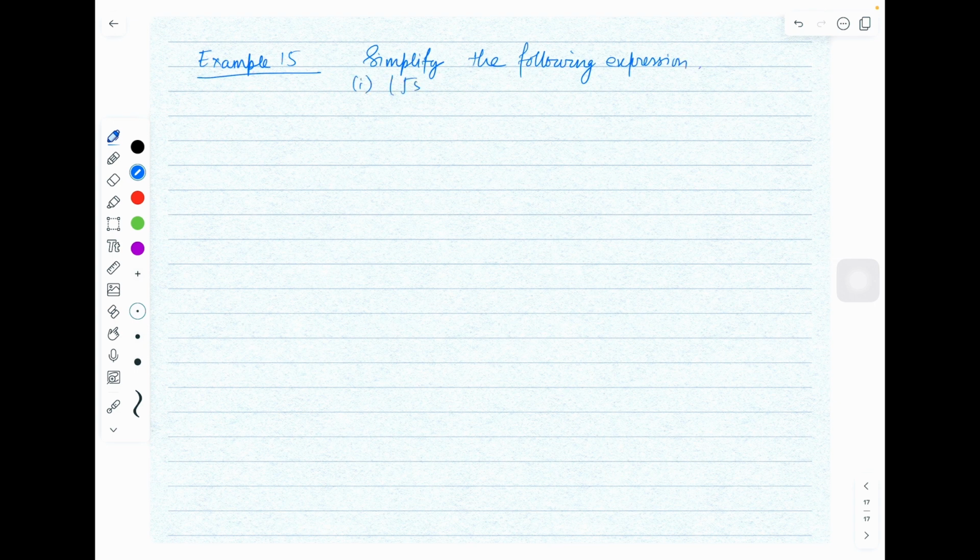So how are you going to simplify? It is given (5 plus root 7) into (2 plus root 5). Simply multiply. Multiply 5 into 2, this is 5 into 2 plus 5 into root 5, plus 2 into root 7, and root 7 into root 5. Okay, 5 into 2 is 10, 5 into root 5 is 5 root 5, and 2 into root 7 you can write 2 root 7.